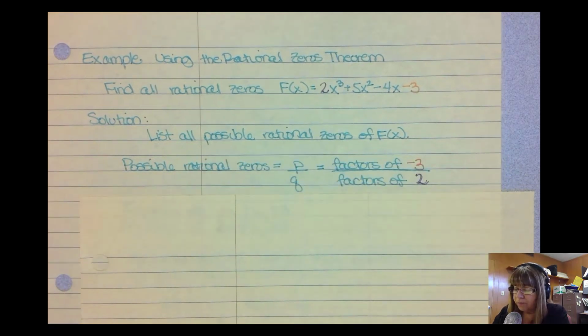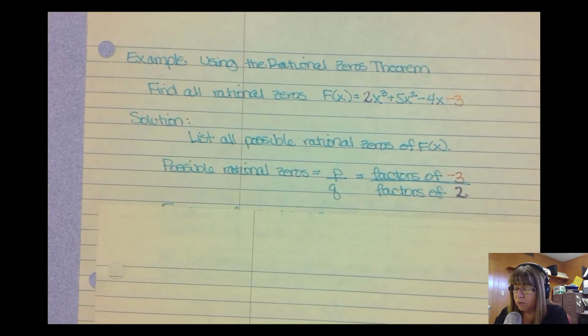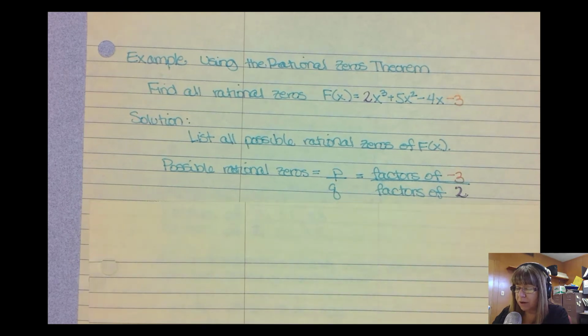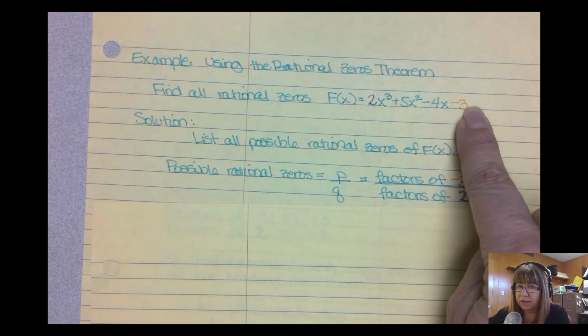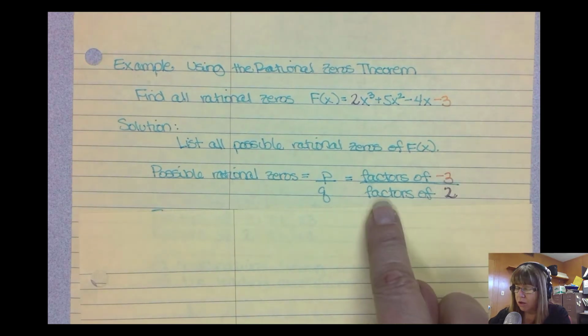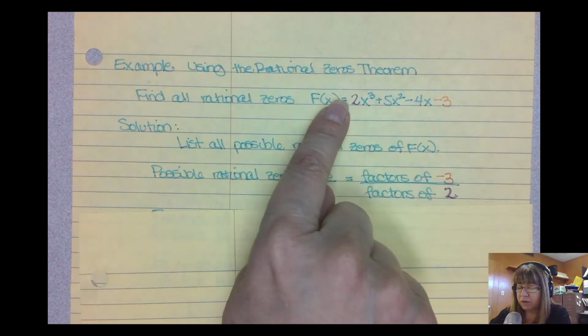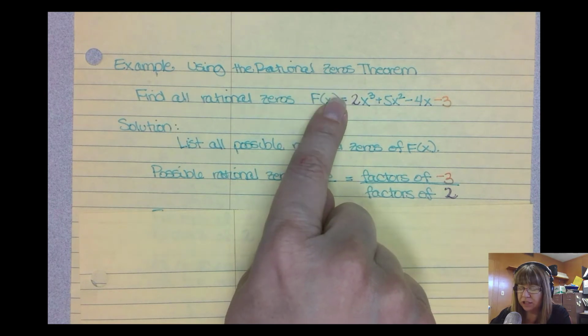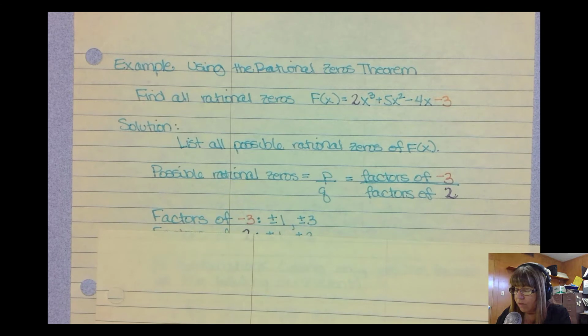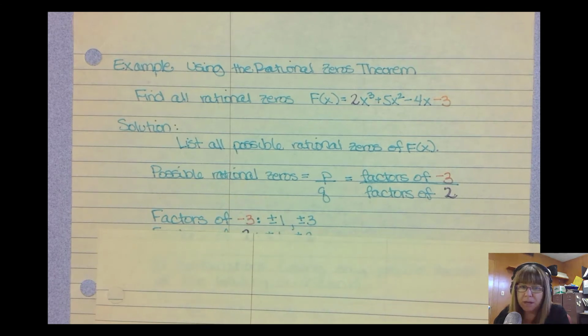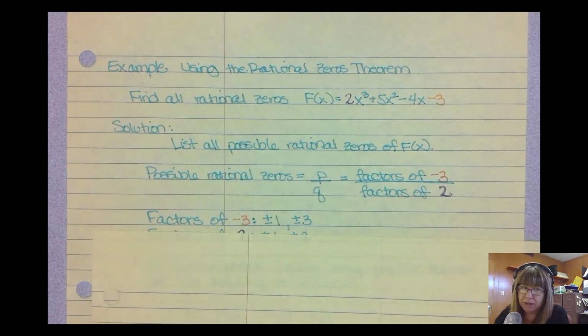So here we go. It tells us the possible rational zeros, from our theorem, are p over q: the factors of negative 3, the constant term, all over the factors of 2, the leading coefficient. Well, the factors of negative 3 are plus or minus 1 and plus or minus 3.